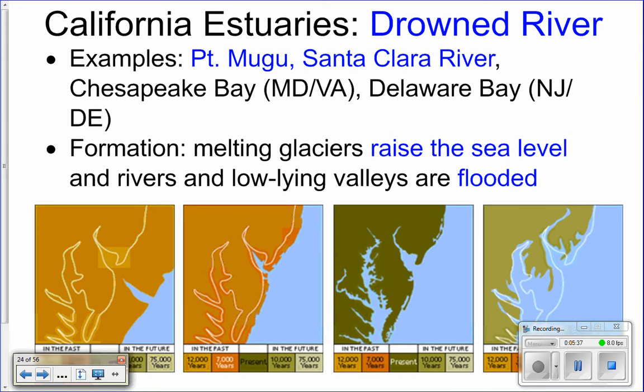Okay, so we've got four total types of estuaries. Two types that you can find in California. Two types that exist but are not found in California. So the first type of estuary that you will find in California is called a drowned river valley, or a drowned river estuary.